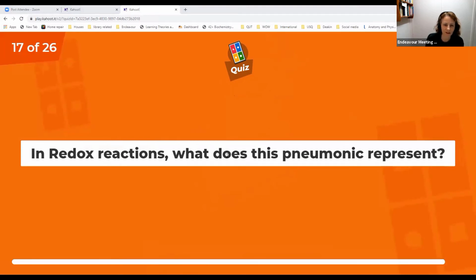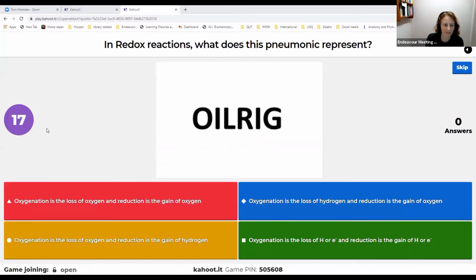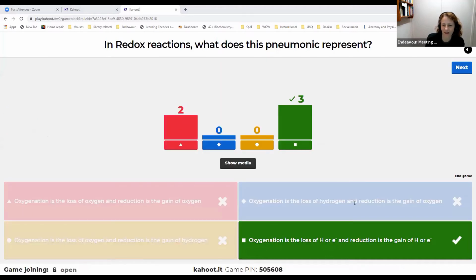In redox reactions, what does this mnemonic represent? So is it oxidation is the loss of oxygen and reduction is the gain of oxygen? Oxidation is the loss of oxygen and reduction is the gain of hydrogen. Oxidation is the loss of hydrogen. Yep. So 3 of you said oxidation is the loss of hydrogen or electrons, and the reduction is the gain of hydrogen or electrons, which is the full answer.